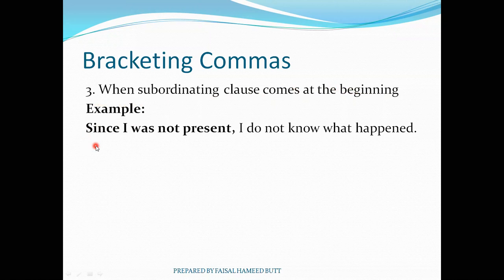When you have one independent clause and the other clause is a dependent clause, you use a subordinating conjunction before the dependent clause, and you can move the dependent clause to the second position as well as the first position. When you start the sentence with a subordinating clause, your subordinating conjunction will come in the beginning. In this sentence, since is the subordinating conjunction, so the subordinating clause has come at the beginning. So: Since I was not present, comma, I do not know what happened. This is one comma, because it's at the beginning. Otherwise we would have two commas. All right, so that is all about bracketing commas.